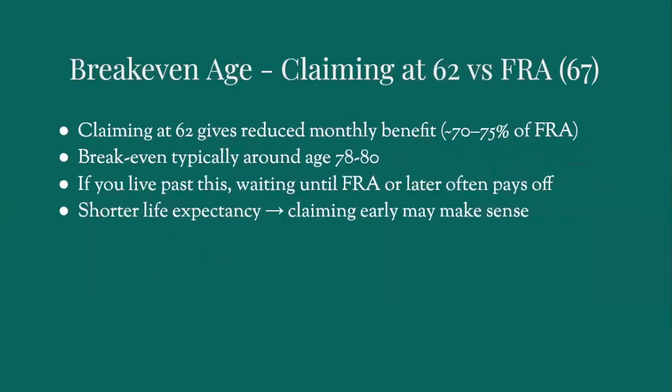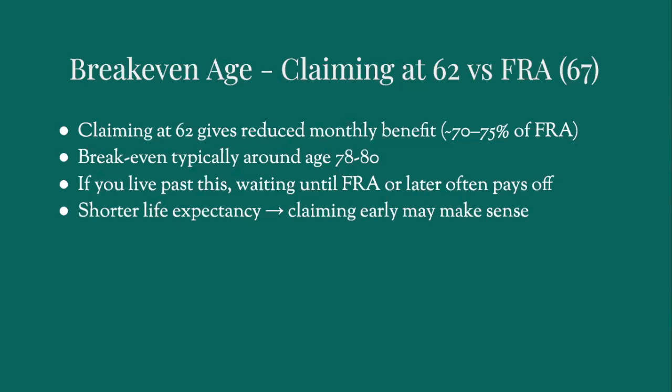Break-even age: claim it at 62 versus 67. Claiming at 62 gives you that reduced monthly benefit. Remember, about 70 to 75% of your FRA. Your break-even typically is around 78 to 80. If you live past this, waiting until your FRA or later often pays off. With a shorter life expectancy, claiming earlier may make sense.